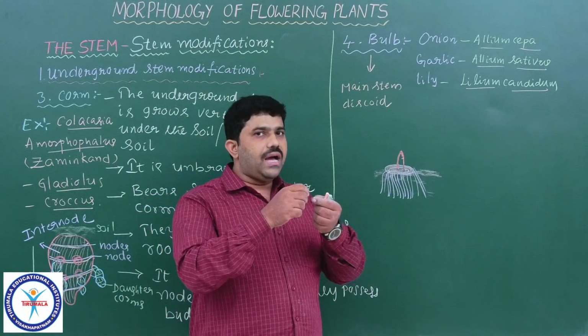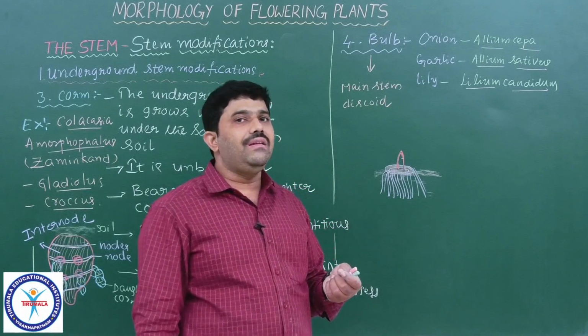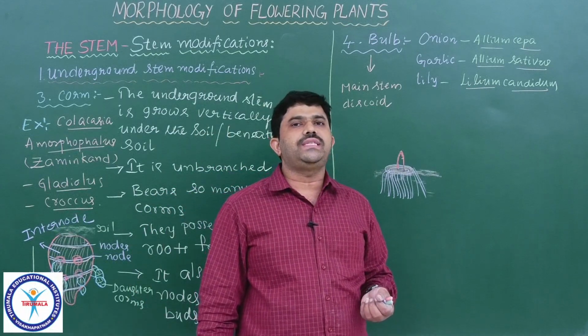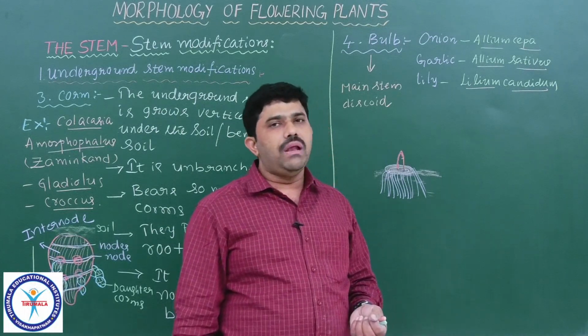When we come from the center to the periphery, we have a large number of dry layers, like leaves, called tunics. What are they? Tunics are very important for giving protection to the innermost region of the bulb.